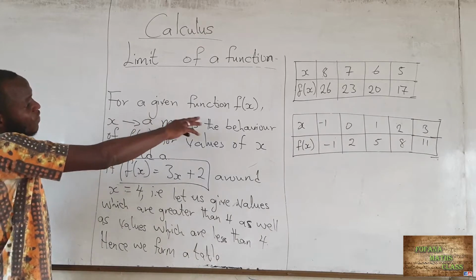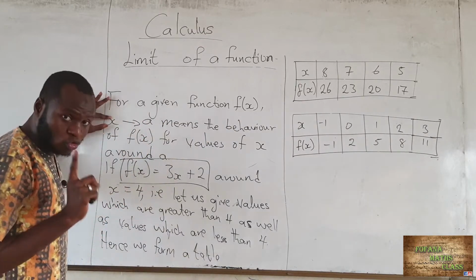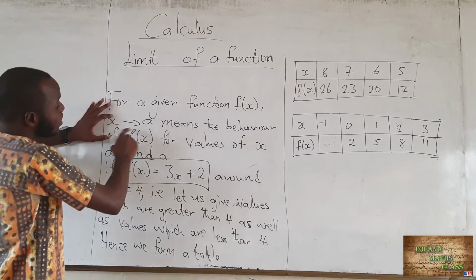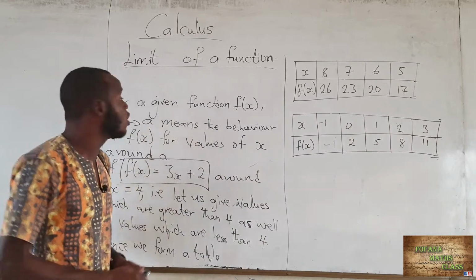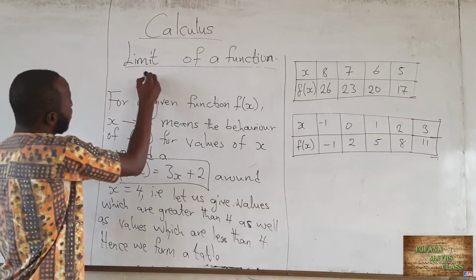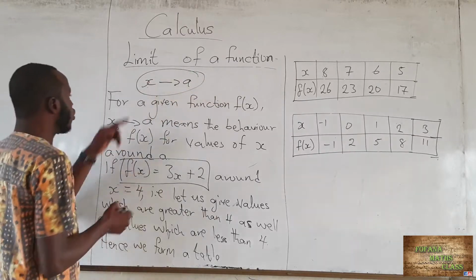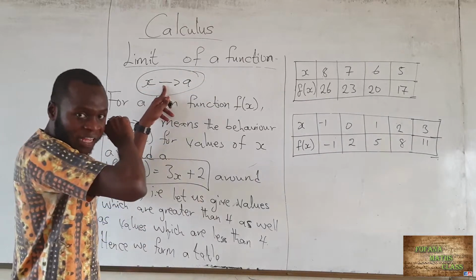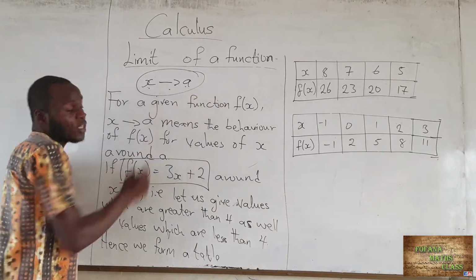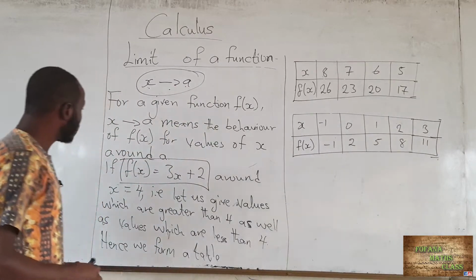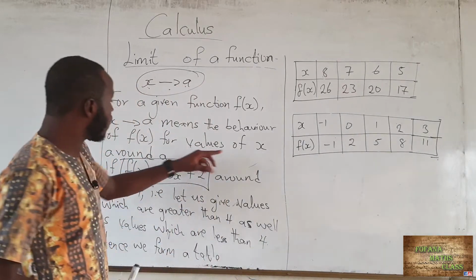Now, for a given function f of x, we are going to look at the meaning of x approaches a. It means the behavior of f of x for values of x. When they tell you x with an arrow pointing to a, it means x is approaching a. It means the behavior of f of x for values of x.